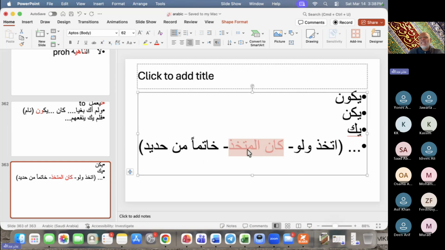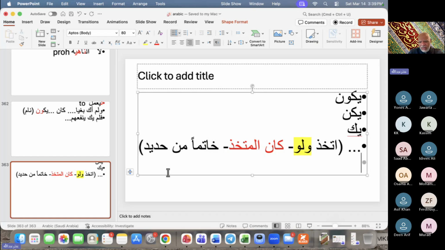So we dropped kana and its name. Not only kana and its name and its mubtada, and we kept its khabar. But how do we know this? Because of law, even if it has been. So walau here means even if it has been or even if it is. Then you don't need to get kana or its name, just get the khabar directly.